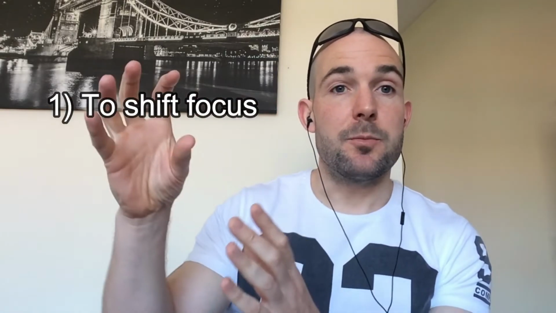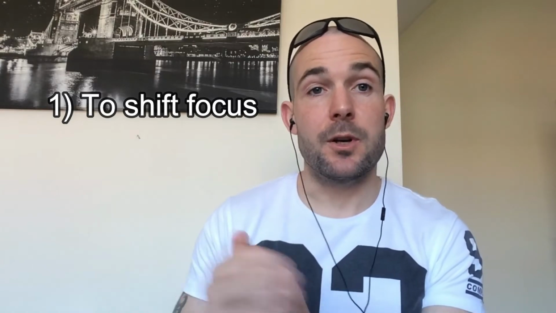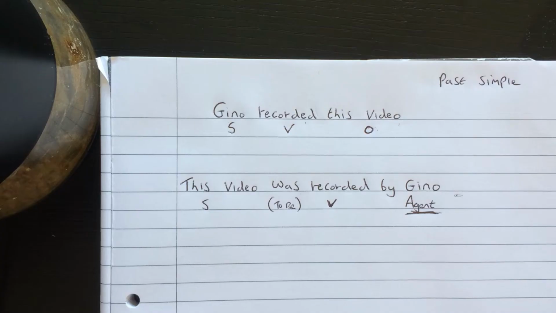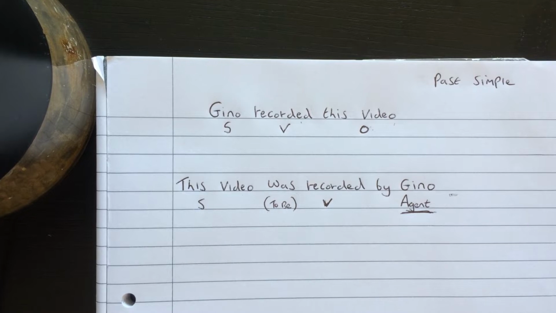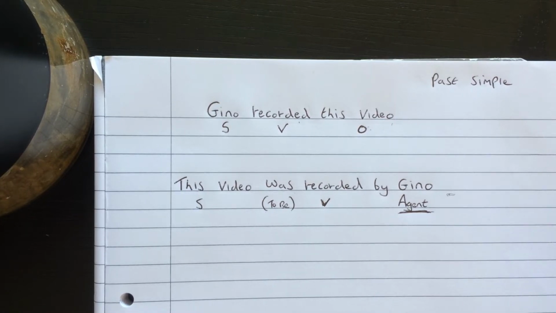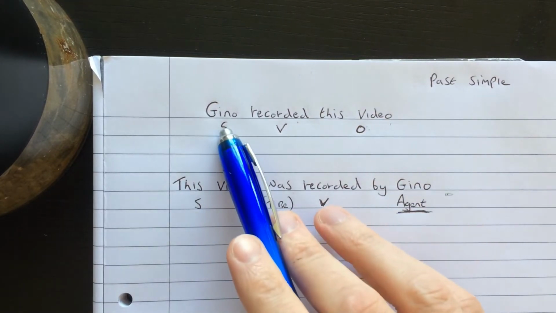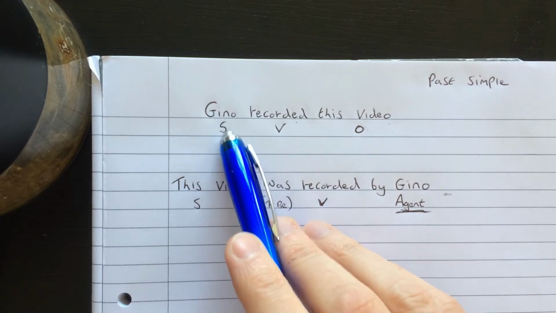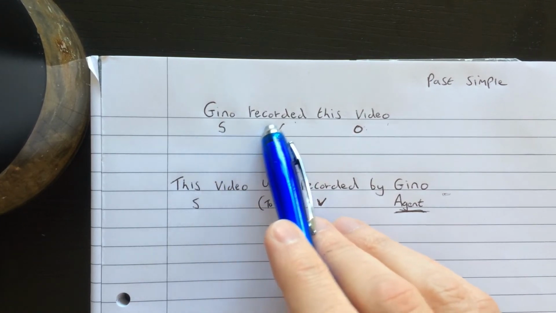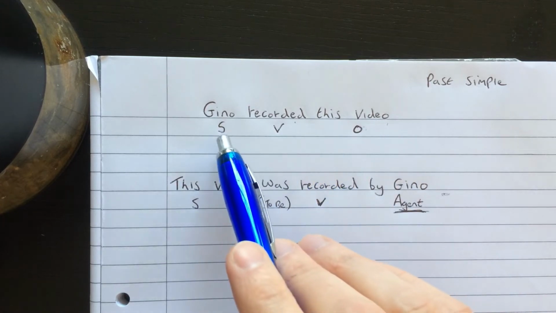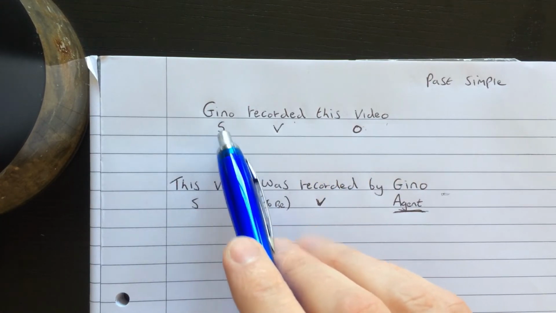Now let's go through some of the reasons that we might prefer to use the passive voice form of a sentence. And the first one is to shift the focus of the sentence. So to make the subject something else. So it shifts the focus. I'll give you an example of that right now. So I'm going to use the same sentence to give you an example of how this shifts the focus. So you can see that in this sentence, the focus is on the subject, which is me. So Gino recorded this video. So that is the most important part of the sentence.